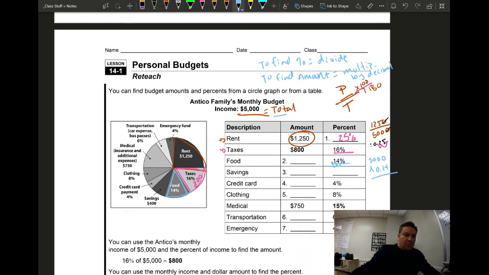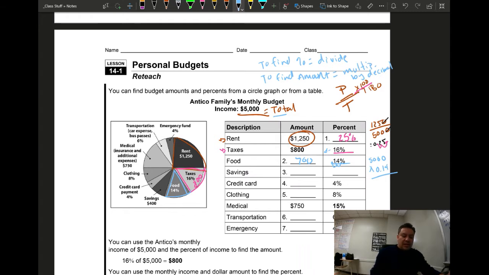So when I multiply that, I get 5,000 times 0.14. And look, 16% is 800, so 14% is less. So I can expect that to be less than $800. So let's find out. When I multiply that, I get 700. Which makes sense because 16% is 800, so less percentage is going to be less money.